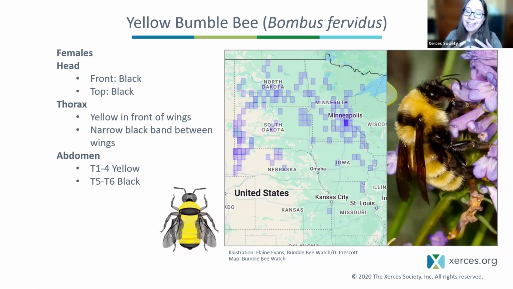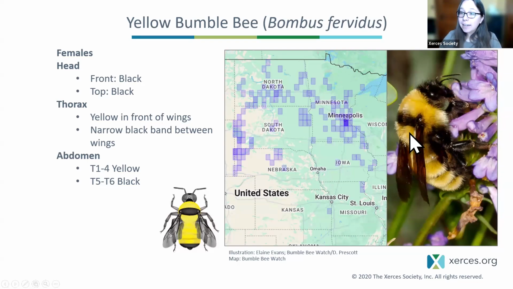So this bumblebee is called the yellow bumblebee because the first thing that you see when you look at it is yellow. As I've mentioned in the past, I kind of like to work backwards when I'm doing bumblebee ID. I like to look at the abdomen first, then the thorax and the head. And when you look at the abdomen of this bee, you just see so much yellow. T1, T2, T3, T4 are going to be yellow for the females of this species. The tail of the bumblebee will be black.